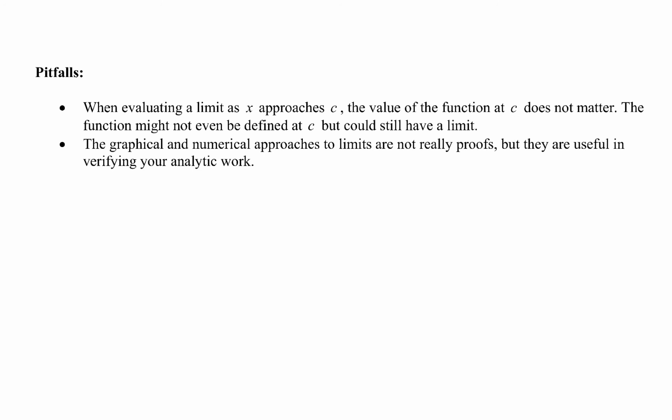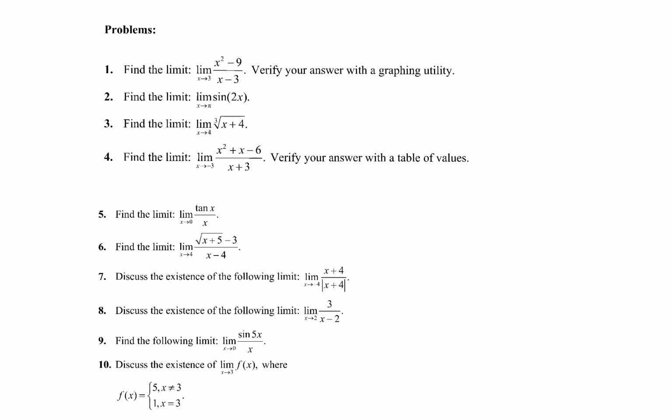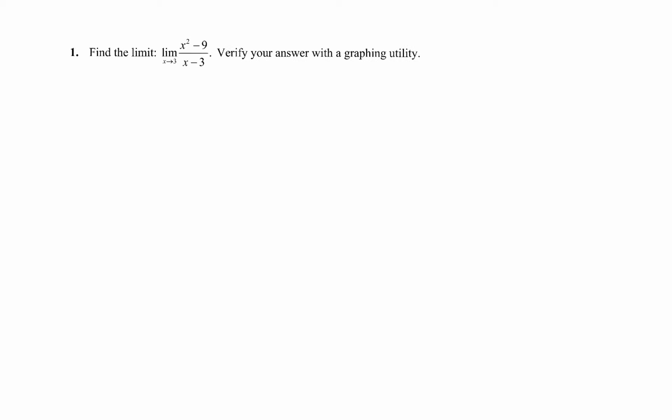The first example here is to find the limit of x squared minus 9 divided by x minus 3. Let's do it when x approaches 3. Okay, so this is the limit that we want to calculate. When x approaches 3, x is never 3. x approaches the number 3.